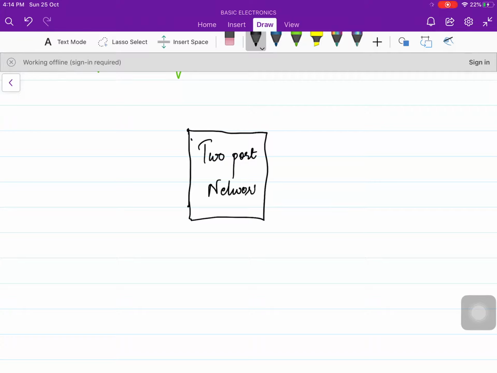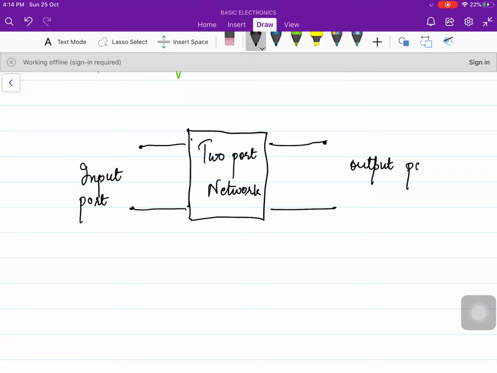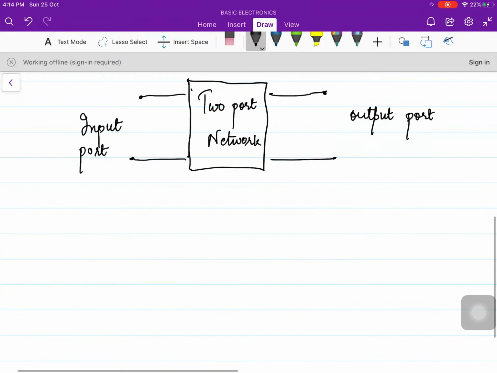This is a two-port network having two ports. One is input and the other is output. This one is input port and the other is output port. So we need four terminals in order to make a two-port network. This is 1, 2, 3 and 4.